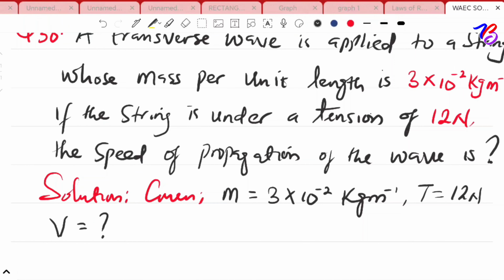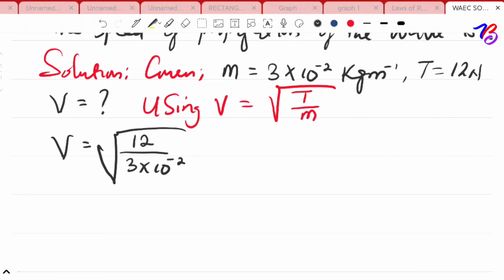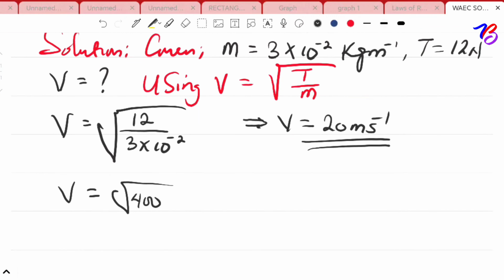Now let's look for a formula that will best suit these components. So using, okay, V is equal to the square root of T over M. Now if you observe, our components are captured in this, so that V is equal to the square root of T. Now T is 12 divided by our M, which is 3 times 10 raised to the power minus 2. Square root, please. Okay, then let's resolve this so that our V will now become the square root of 12 divided by 3 times 10 raised to the power minus 2, which will give you 400. Is that clear? So that V is equal to the square root of 400, which is 20 meters per second. That is the solution to this question.